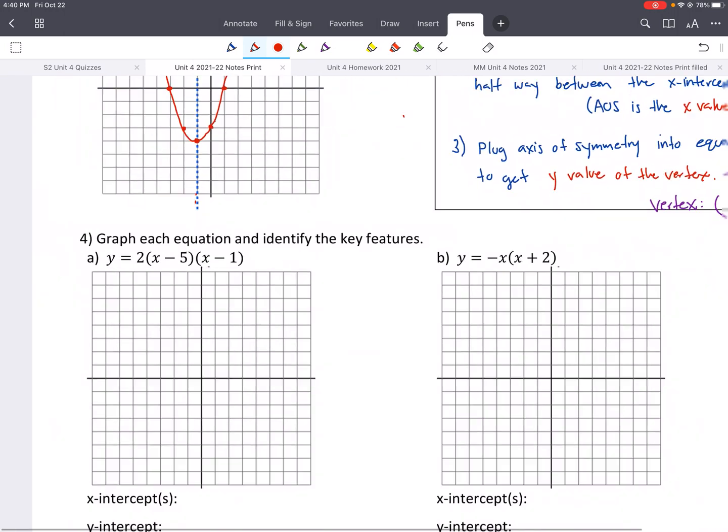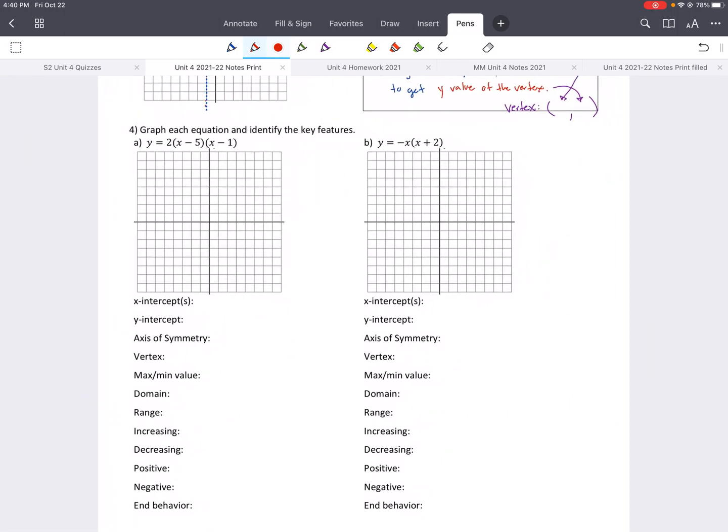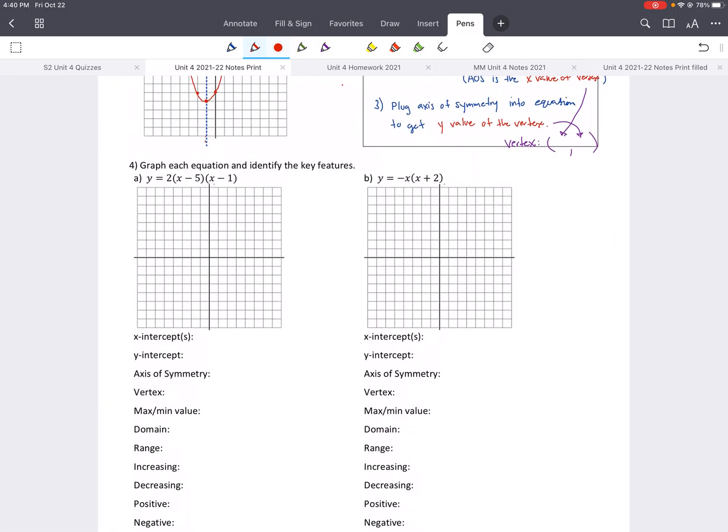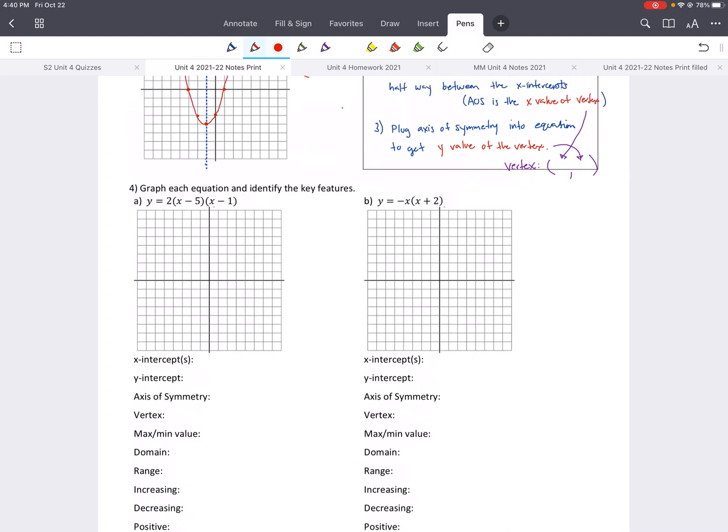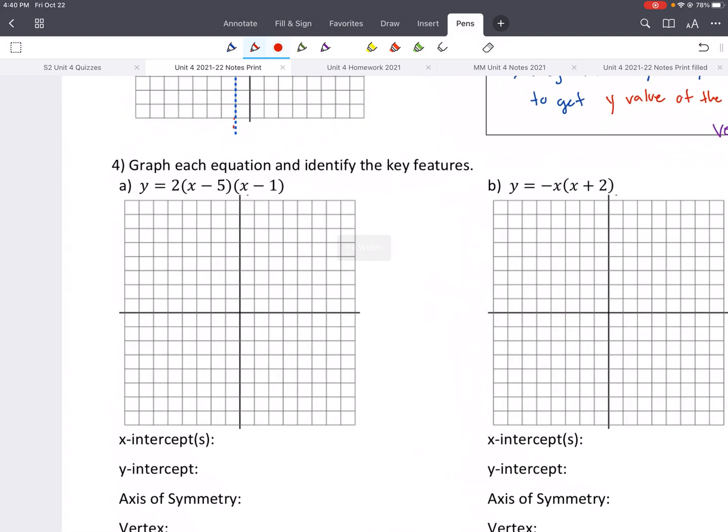All right, so that's the rest of what we're talking about. I'll go over those if you want some more examples for A and B. I'll even do the key features below just in case. But that is it for today.